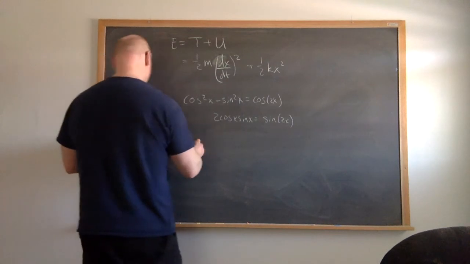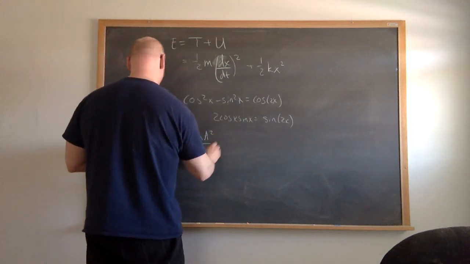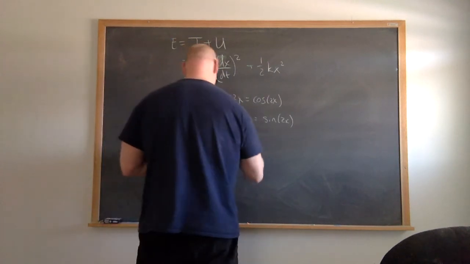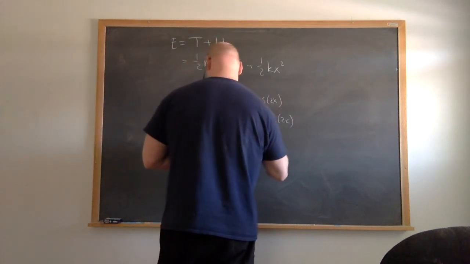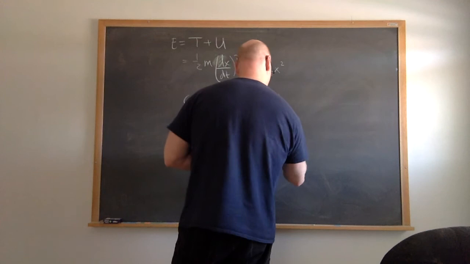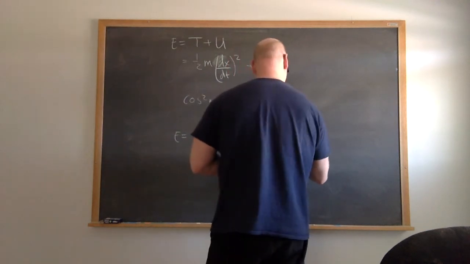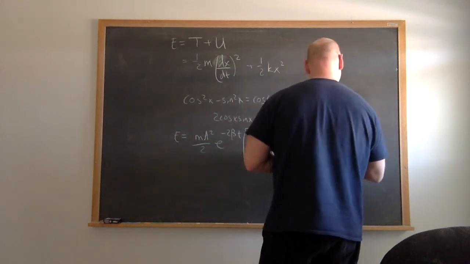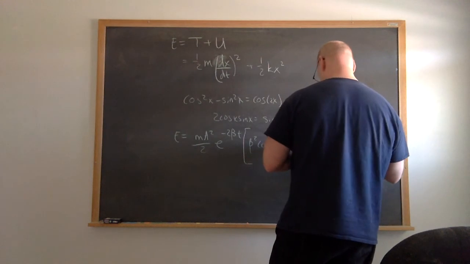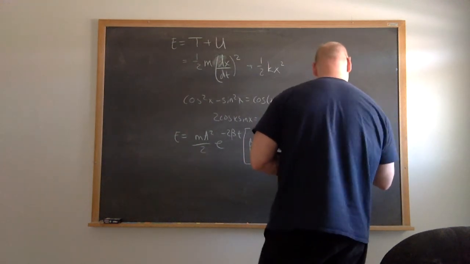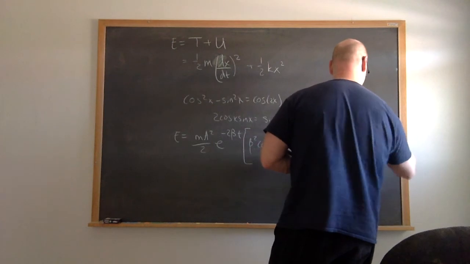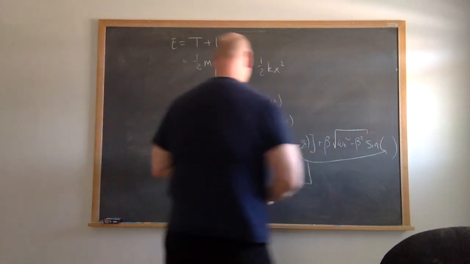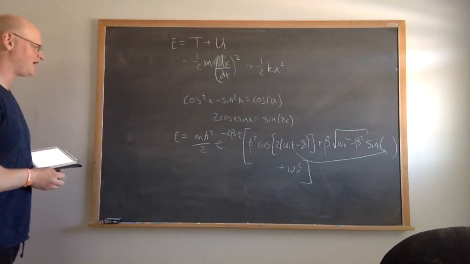energy of the system is equal to the mass times the amplitude squared divided by 2 times e to the minus twice the damping parameter times the time, all times beta squared times cosine of 2 omega 1 t minus delta, plus beta times the square root of omega 0 squared minus beta squared times sine of the same term, plus omega 0 squared. So this is then the total energy of the oscillator.